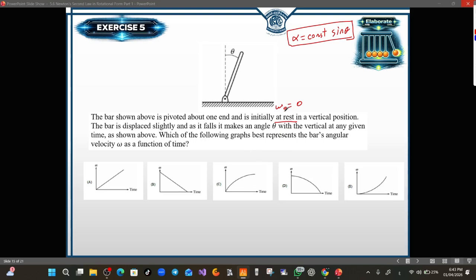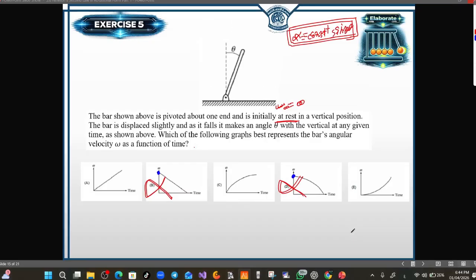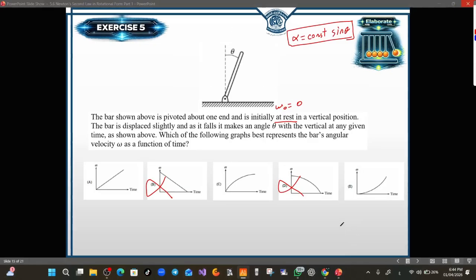Now, since omega 0 equals 0, any graph that does not start from 0, we can eliminate, such as B, such as D. So it cannot be B or D because they do not start from the 0 angular velocity. Now, from the previous exercise, we have found that alpha is equal to a constant times sine theta. As theta increases, the sine of theta increases, and if the sine of theta increases, then the alpha increases. So alpha is increasing.